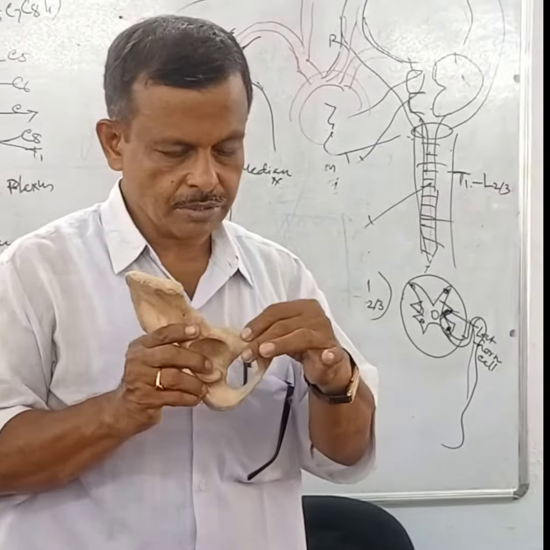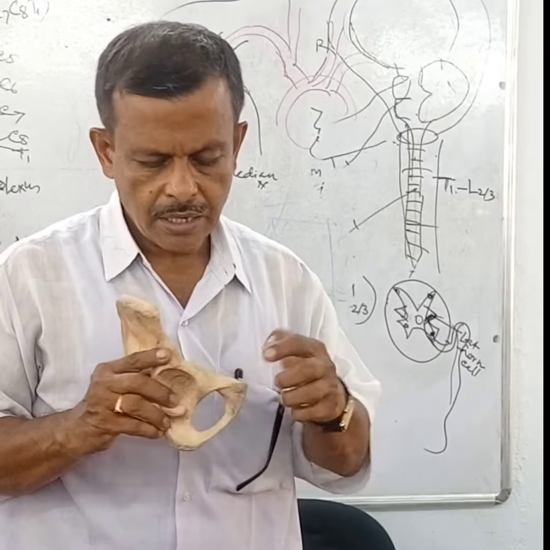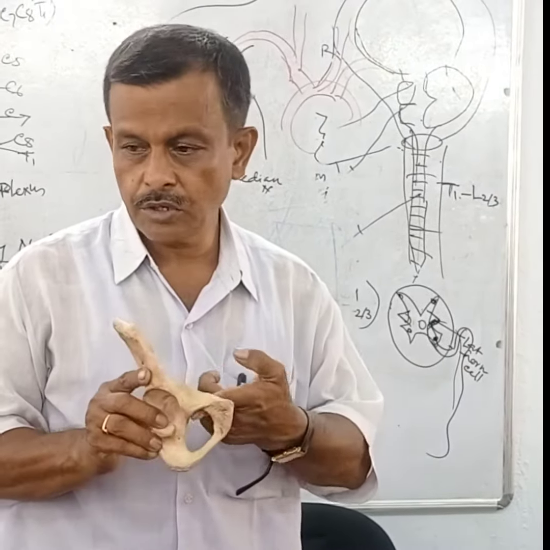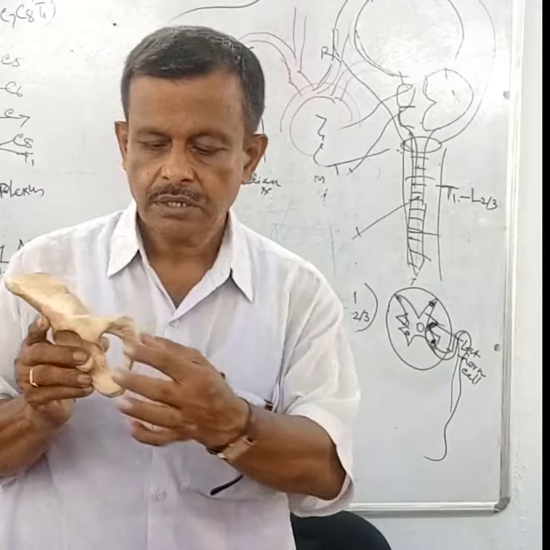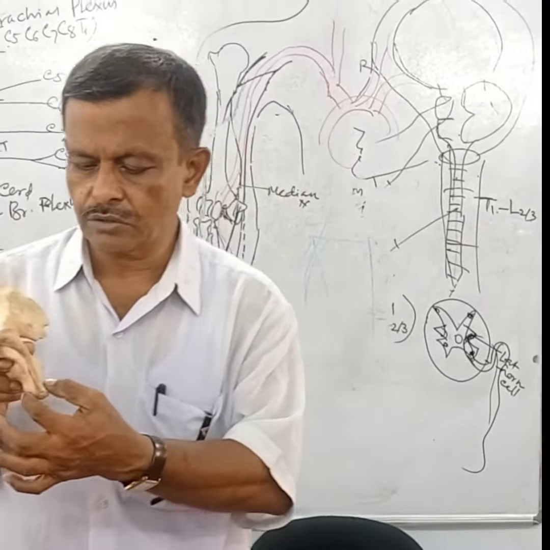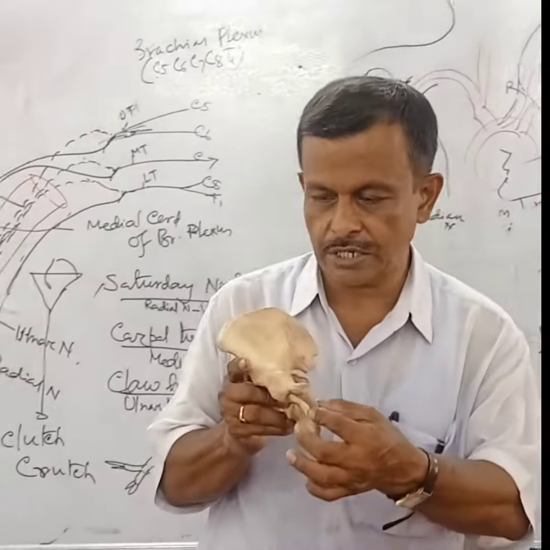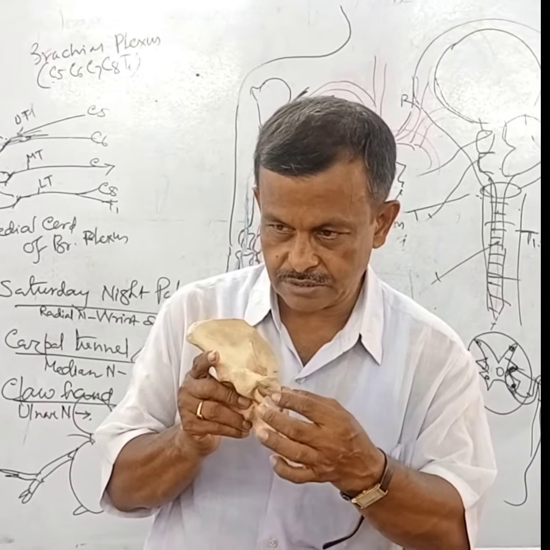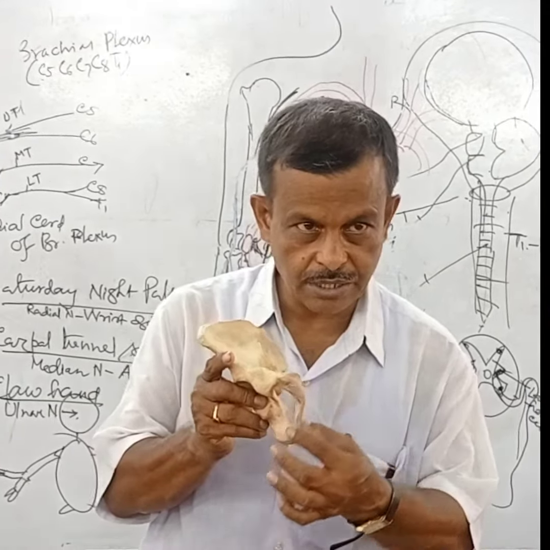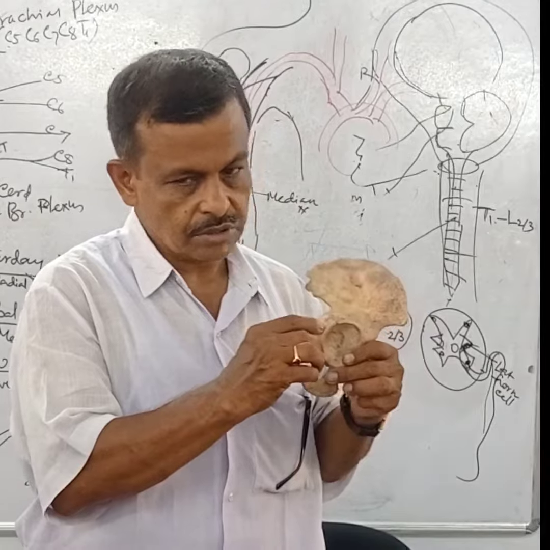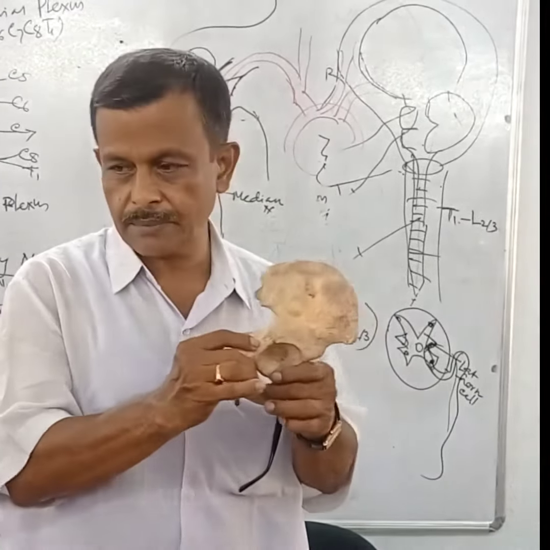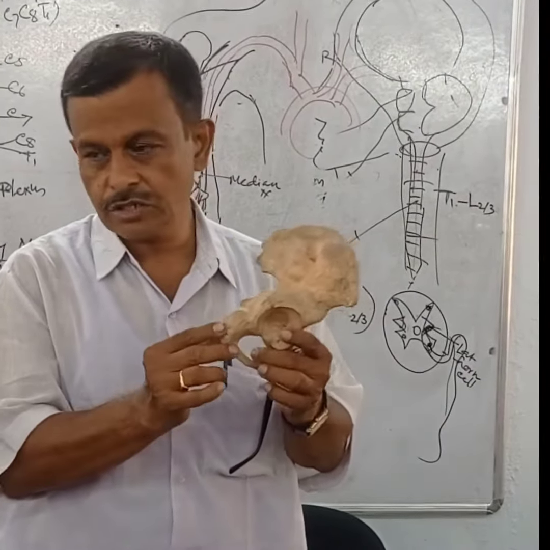Now, the superior ramus of the pubis has the upper border, anterior border, and inferior border. Clear? Now, the inferior ramus of the pubis articulates with the ramus of the ischium, which is known as the ischiopubic ramus. Ischiopubic ramus or rami. Now, the ischium has the body of the ischium and the ischial tuberosity.